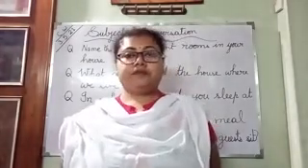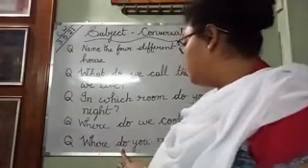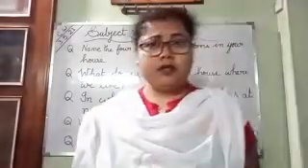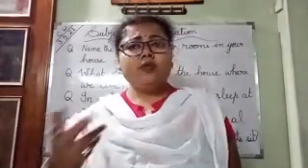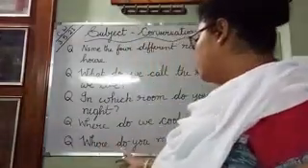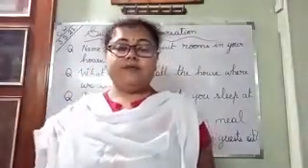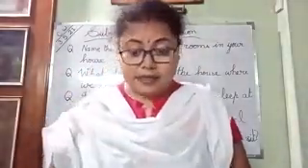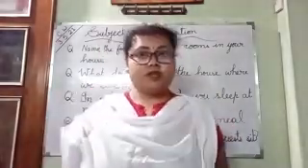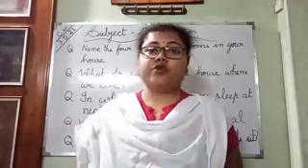Understand? And this is the last question. Where do you make your guests sit? When somebody comes to your house, where do you make them sit? Okay? We make our guests sit in our drawing room. The room in which the guests sit, there is TV, there is sofa, that room is known as drawing room.